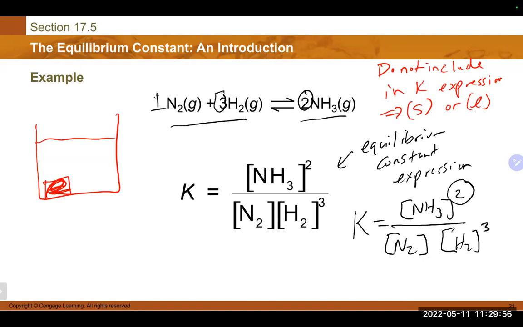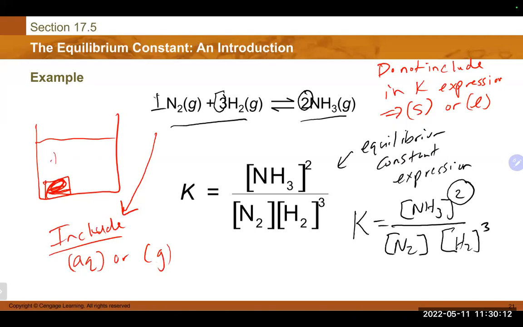That means there are things that we do include, and we see them here. We include anything that in the equation has an aqueous symbol or a gas symbol. Aqueous means ions that are floating around in the solution ready to react, so they're good to go. And obviously gas molecules would be flying around, good to go and ready to react. In this case, all 3 of those things were gases, so they all get included. This is also sometimes referred to as a KC.